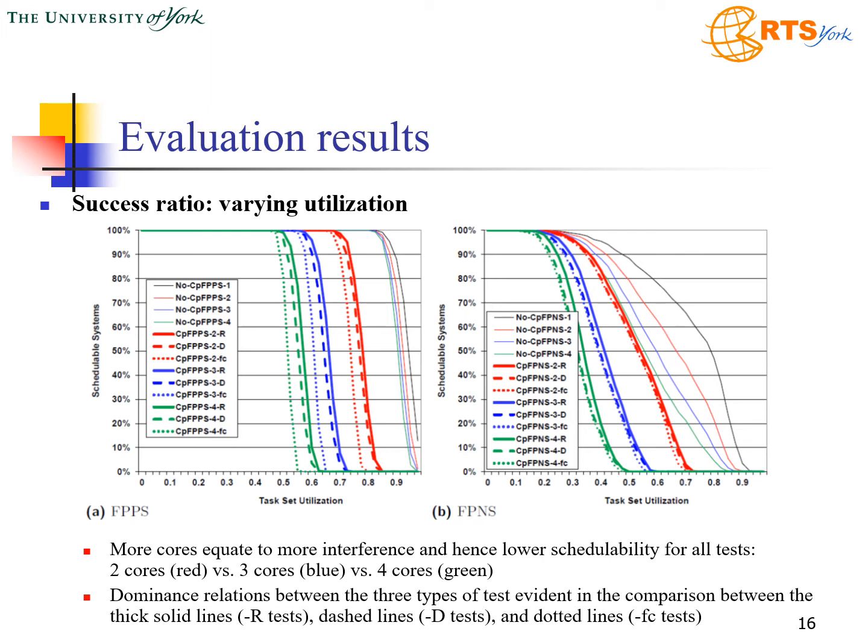Here we can see that more cores equate to more interference and hence lower schedulability for all of the tests. So we can see that performance is higher for 2 cores, which is in red, than 3 cores, which is in blue, and 4 cores, which is in green. We can also see the dominance relationships between the 3 types of tests, and this is evident in the comparison between the thick solid lines, which are the response time based tests, the dashed lines, which are the deadline based tests, and the dotted lines, which are the context independent or fully composable tests.